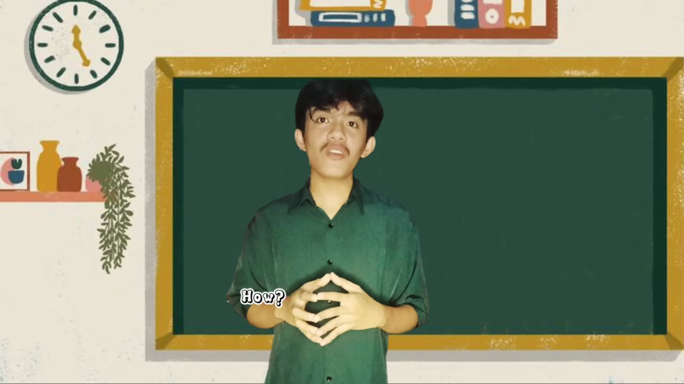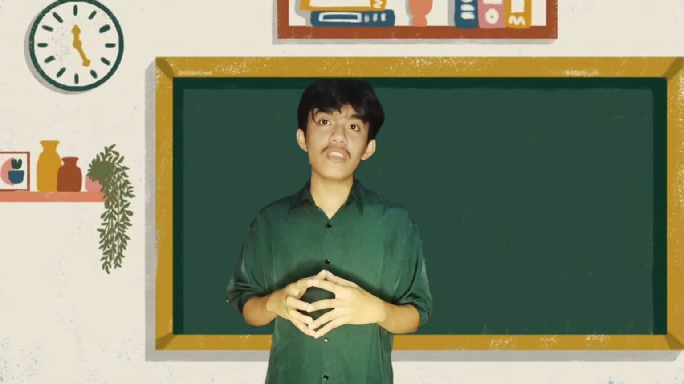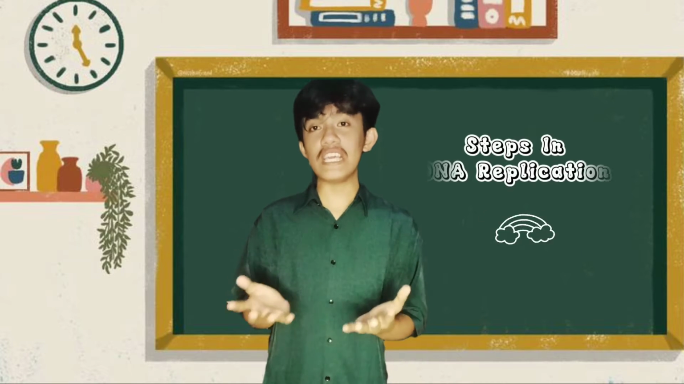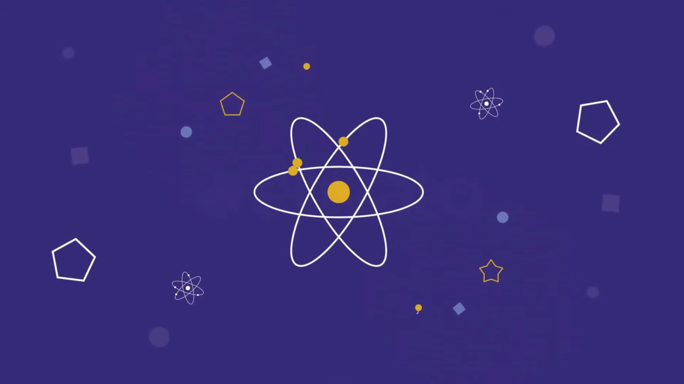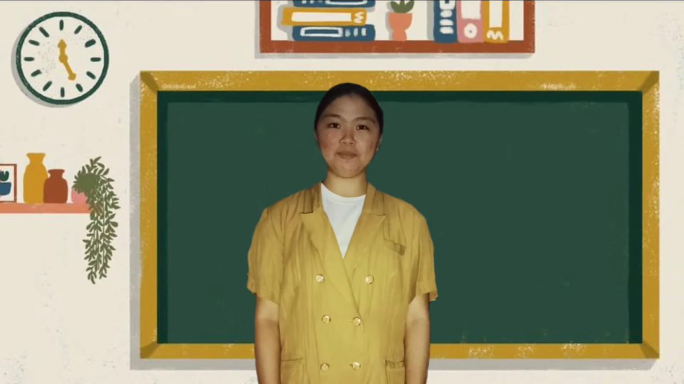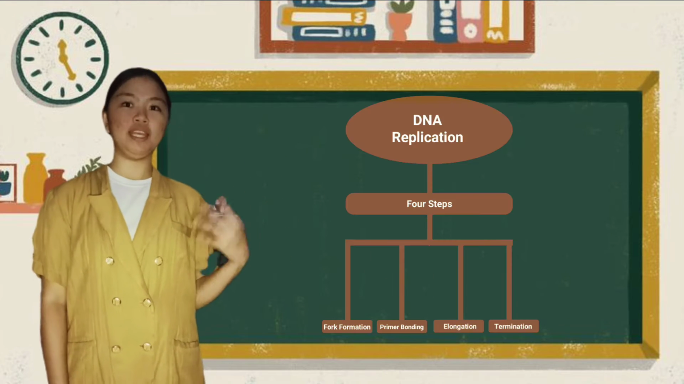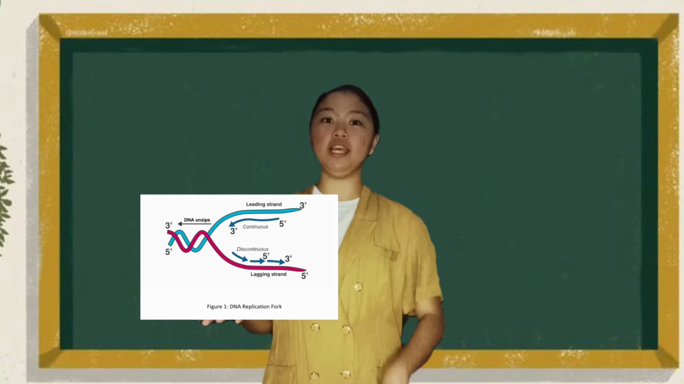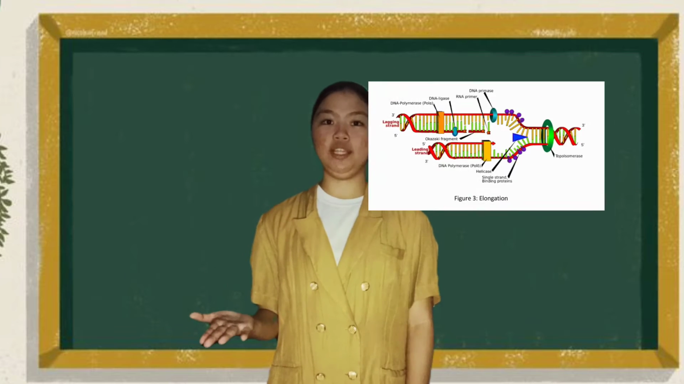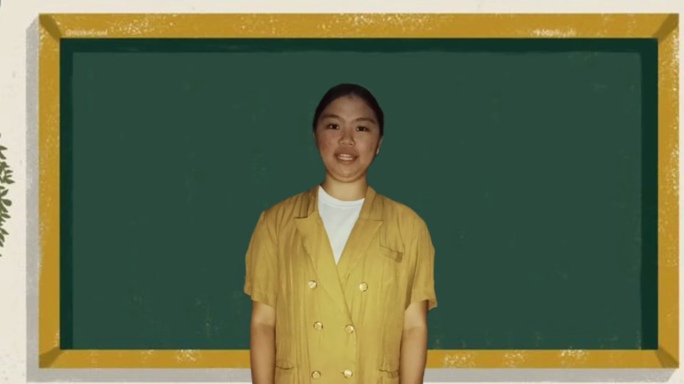So, I bet you have recalled how, when, and what DNA replication is. Because now, get your gear and let us analyze the steps in DNA replication. Steps in DNA replication consist of four. In the diagram shown, DNA replication undergoes replication fork formation, primer binding, elongation, and termination. This process is required for the replication of DNA to happen.